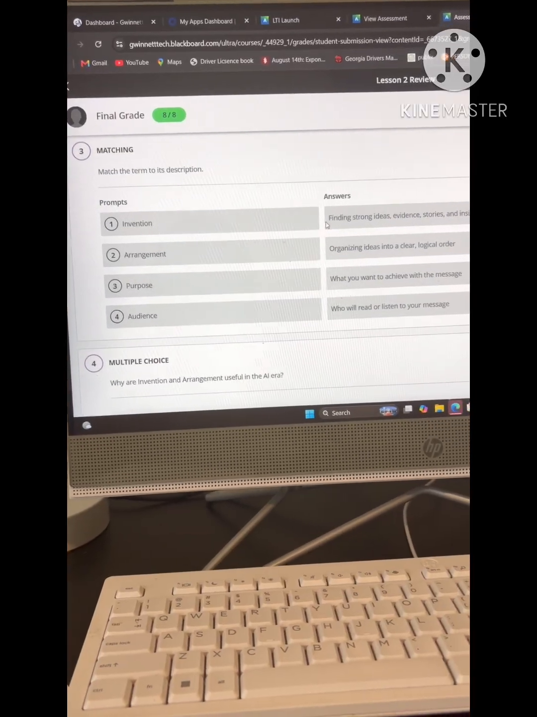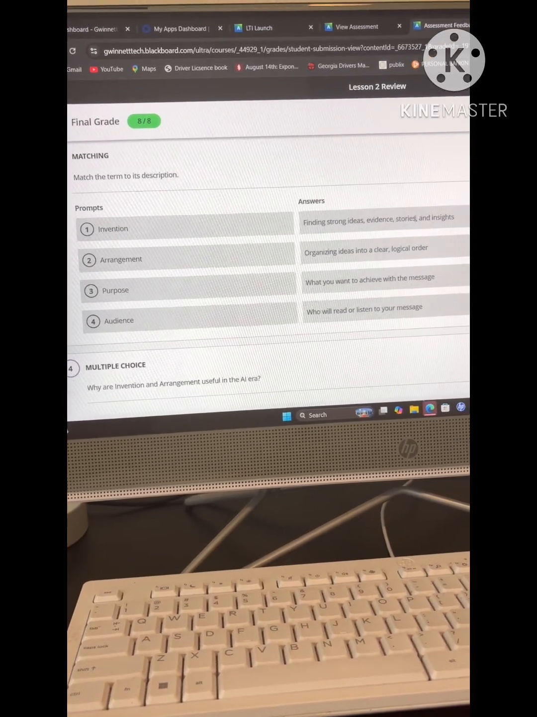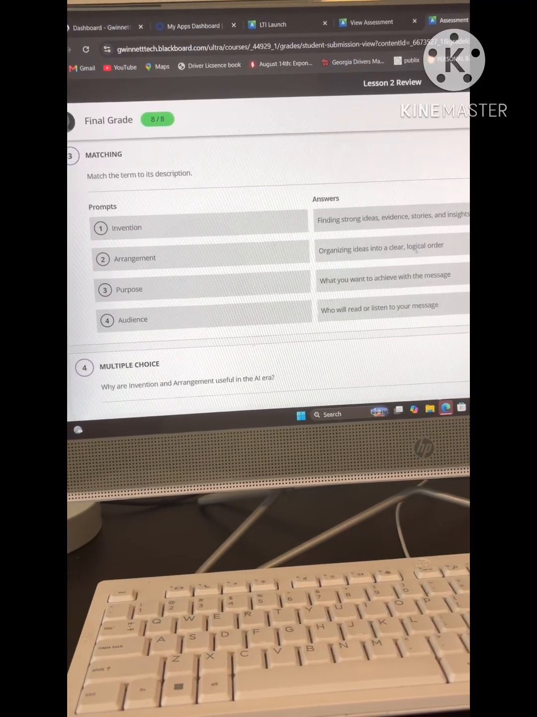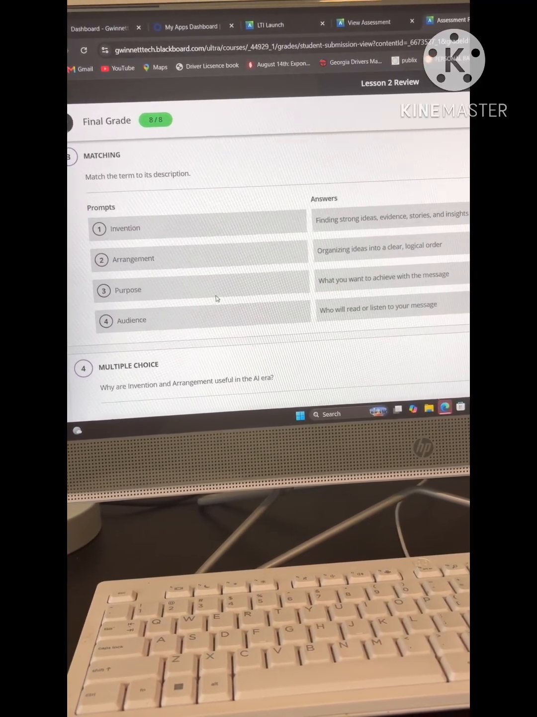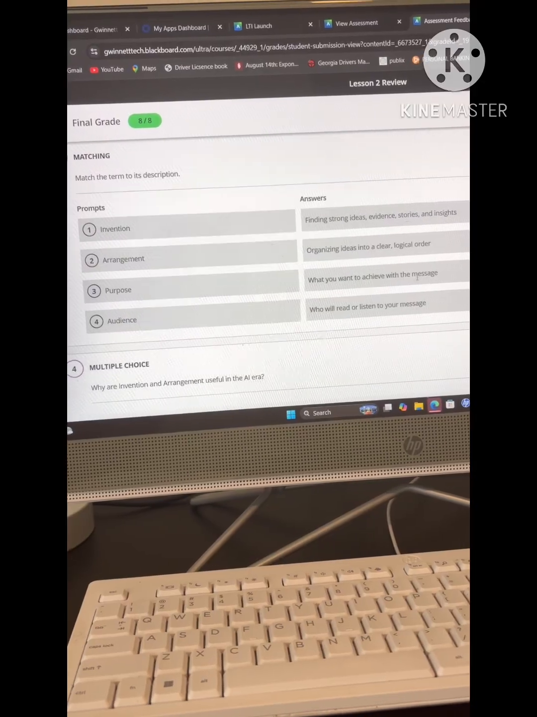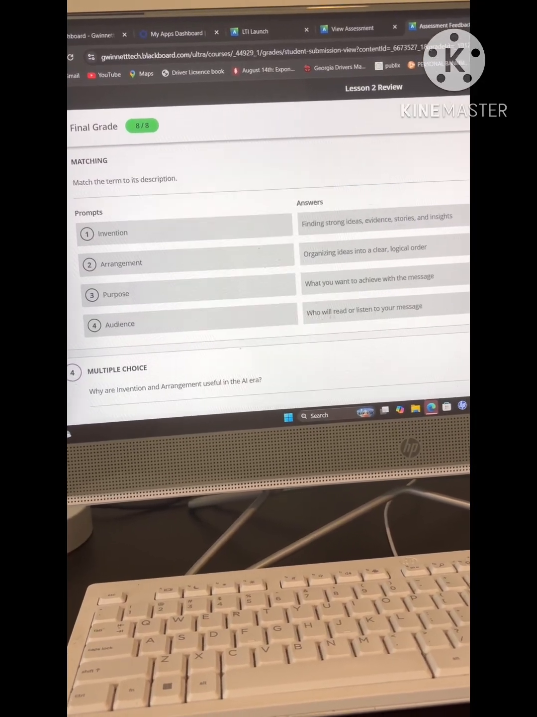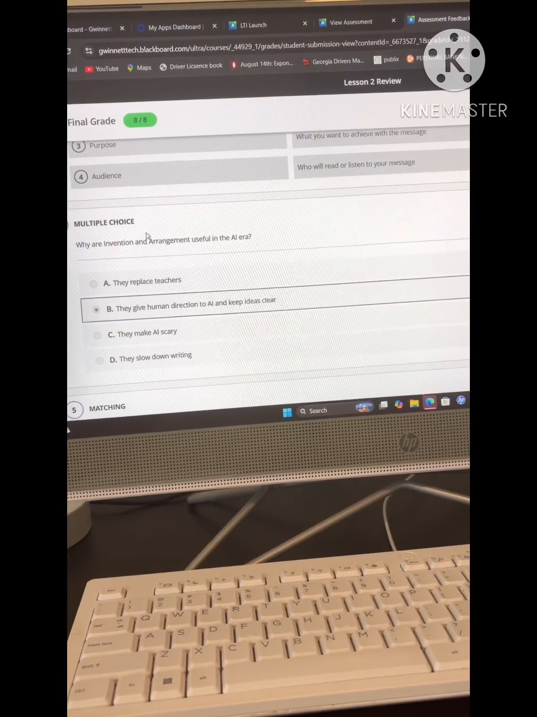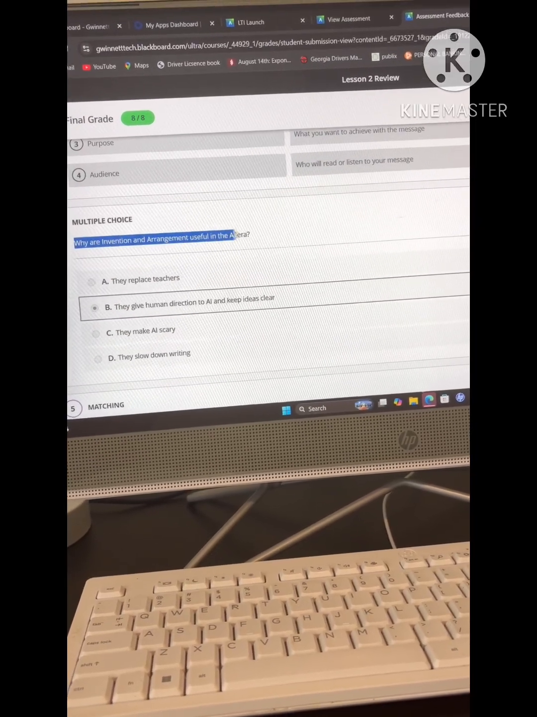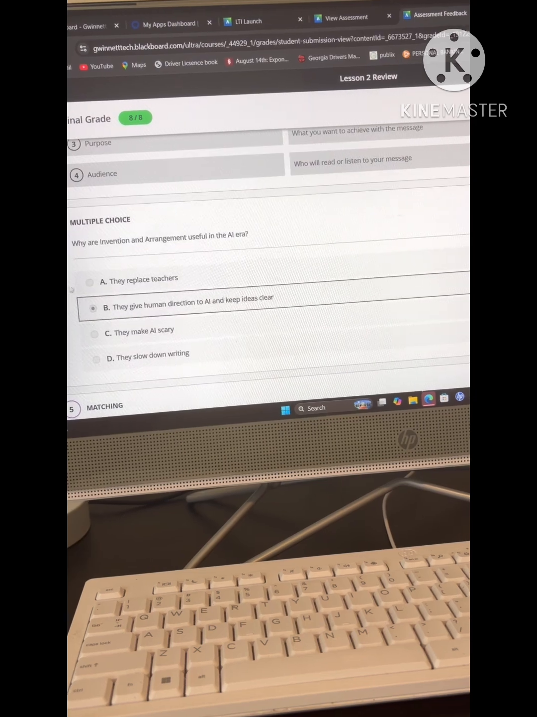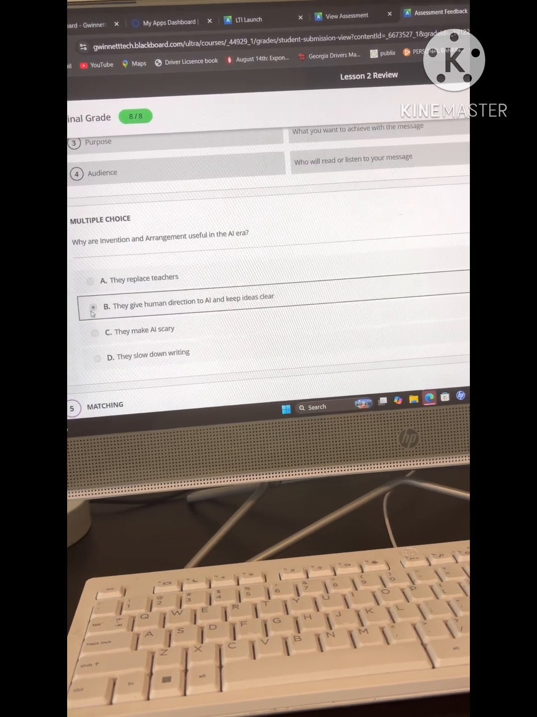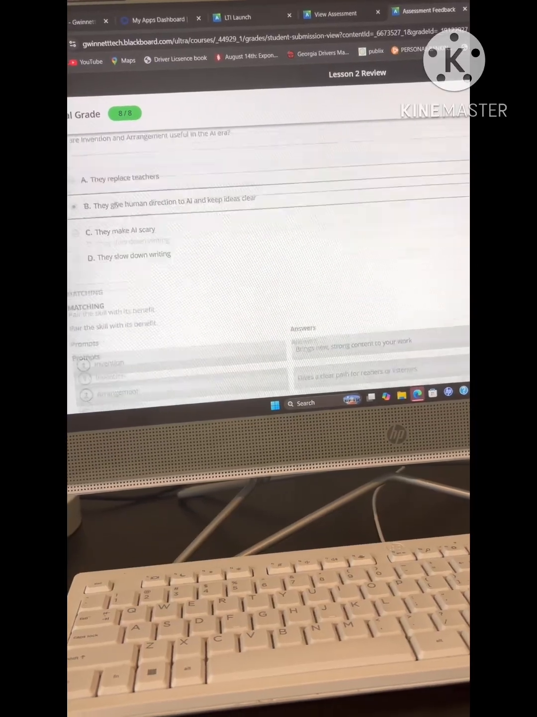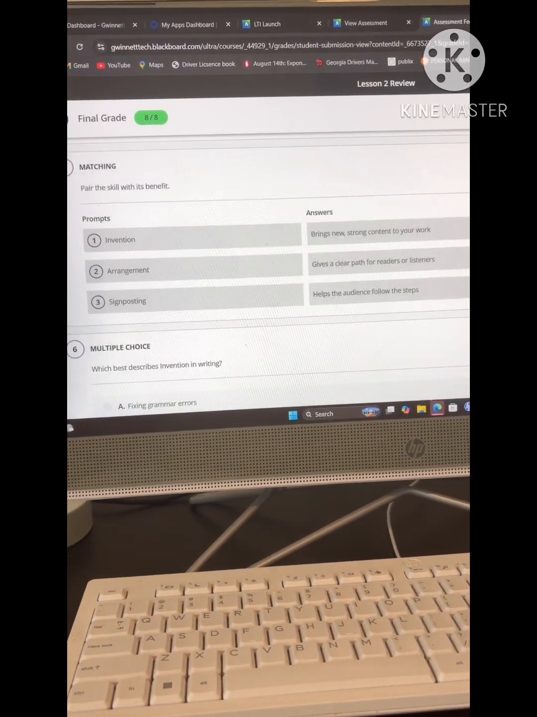And then for number three, match the term to its description. Number one, invention. I put finding strong ideas, evidence, stories, and insights. Number two is arrangement, organizing ideas into a clear, logical order. Number three is purpose. What do you want to achieve with the message? And then number four is audience. Who will read or listen to your message? For number four, I put multiple choice. Why are inventions or arrangements useful in the AI era? And then I put B, they give human direction to AI to keep the ideas clear, because that's what's going to be happening in these next couple of years or now.